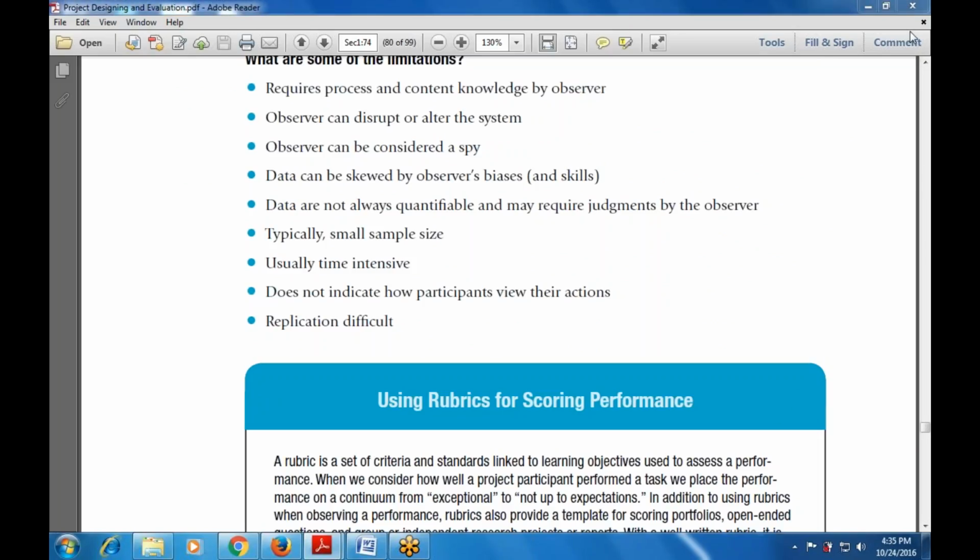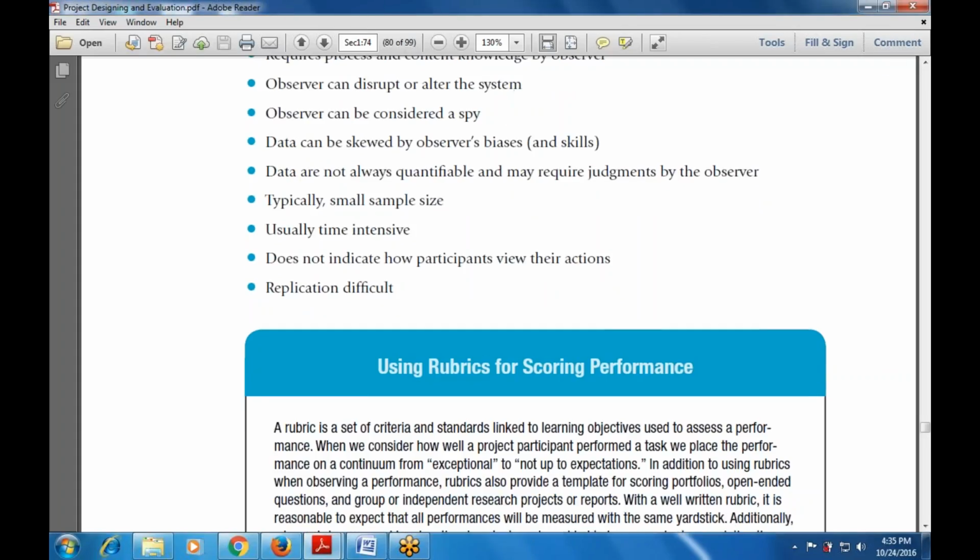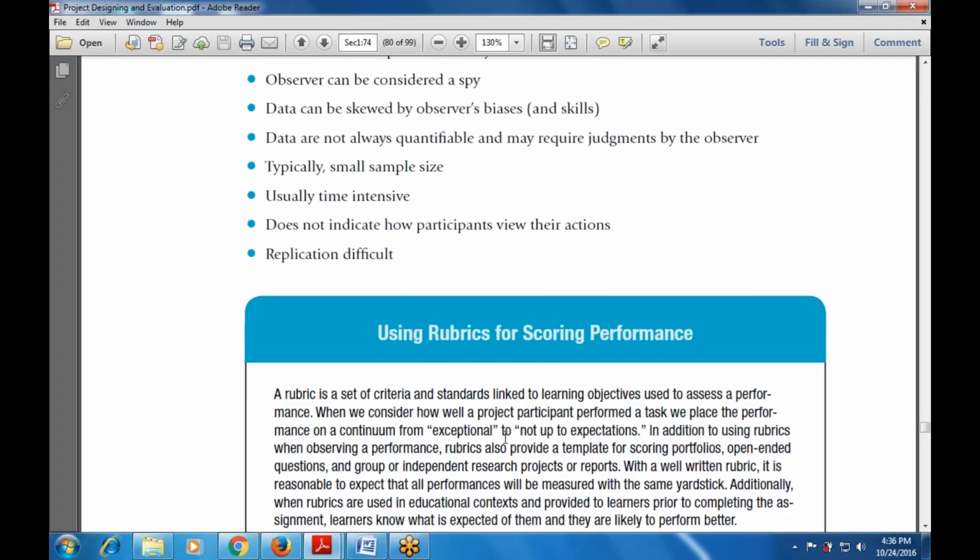Now let's see what rubrics are used for scoring performance. Rubrics in the sense of the various achievements that we achieved. A rubric is a set of criteria and standards that is linked to learning objectives and used to assess performance. So these are the criteria and standards linked to the learning objectives, used to assess their performance.